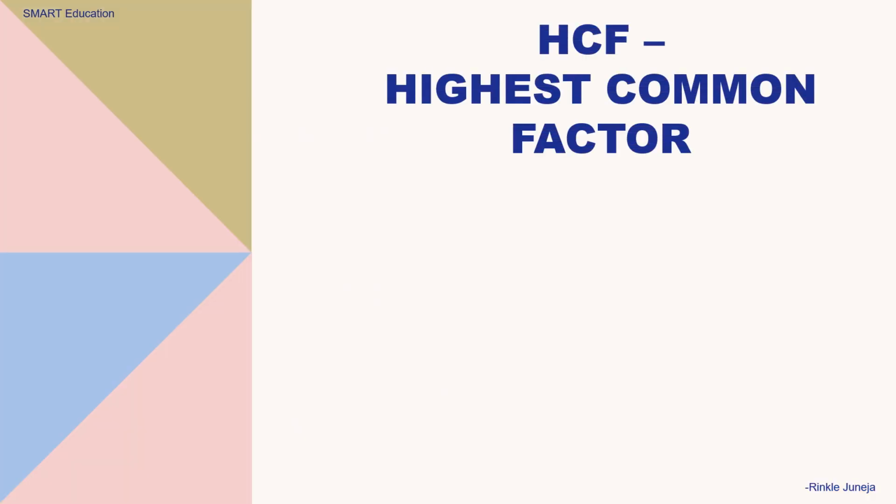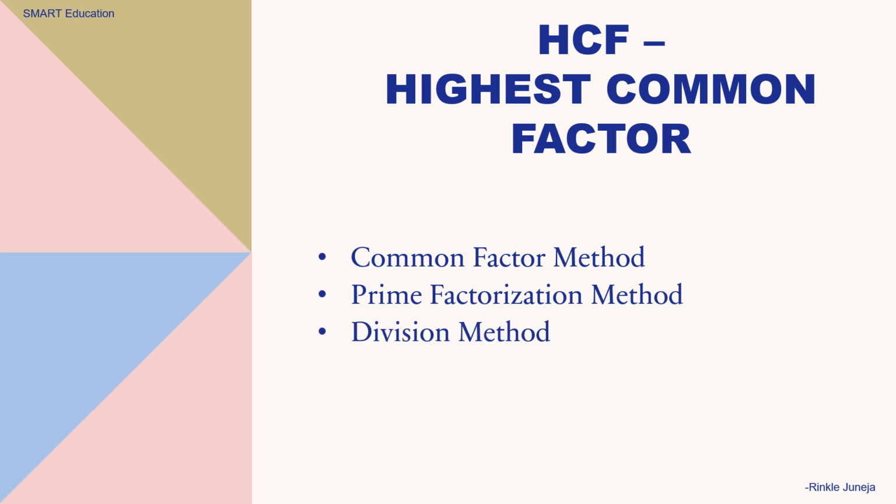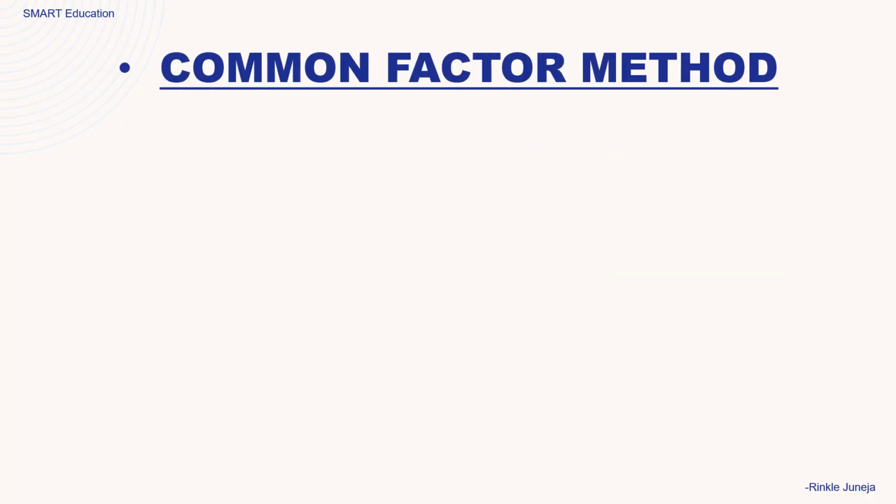Let's start with HCF. HCF stands for highest common factor. हमने ये बताया था that there are three ways to find the HCF of two numbers. The three ways are common factor method, prime factorization method, and division method. Today we'll understand all the three methods together. First, common factor method. So let's do a question.